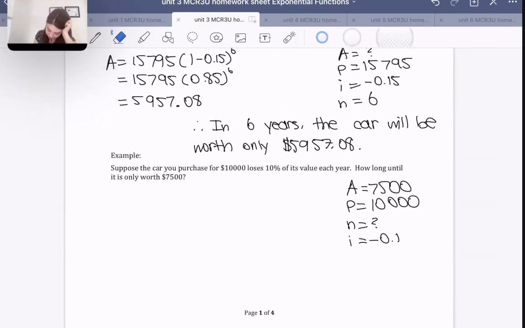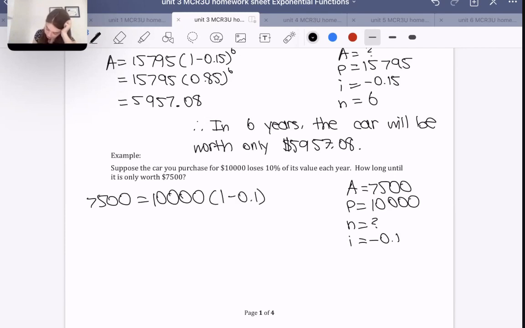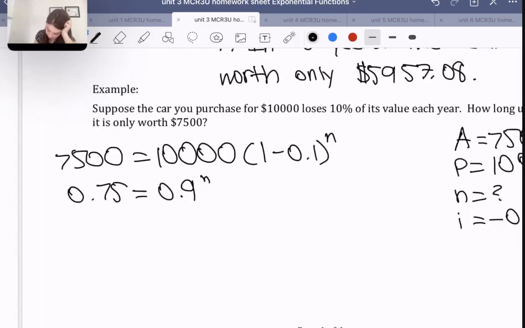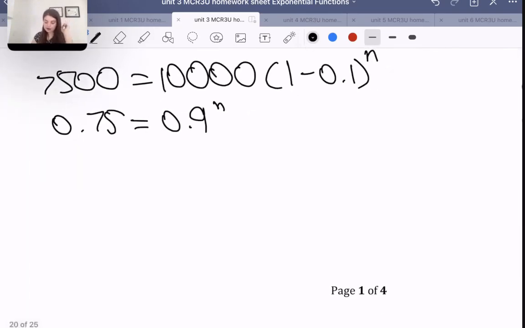So A, or actually I should just plug in the number right away. 7,500 is equal to 10,000 times 1 minus 0.1 to the power of n. So therefore we have 0.75 equals 0.9 to the power of n. And we might not really know where to go from here if we haven't done logarithms. So again, if you haven't learned logarithms yet, I have a whole video about that. But I'm going to assume that you do know logarithms and that you've seen that video, and go from there.